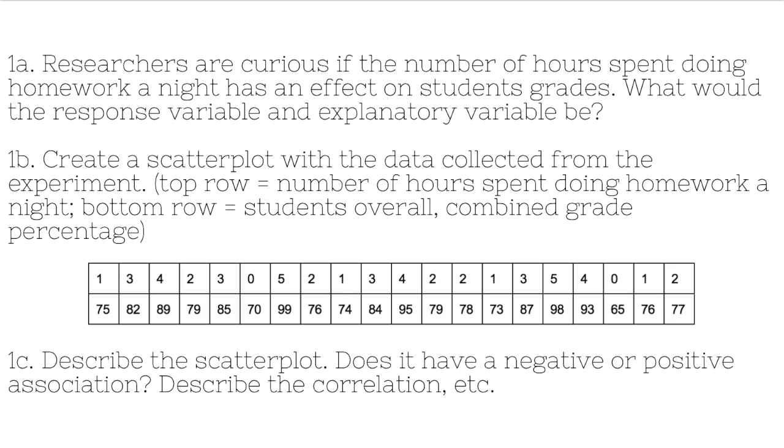Now, create a scatterplot with the data collected from the experiment. The top row is equal to the number of hours spent doing homework a night, and the bottom row is equal to the student's overall combined grade percentage. Describe the scatterplot. Does it have a negative or positive association? Describe the correlation, etc.